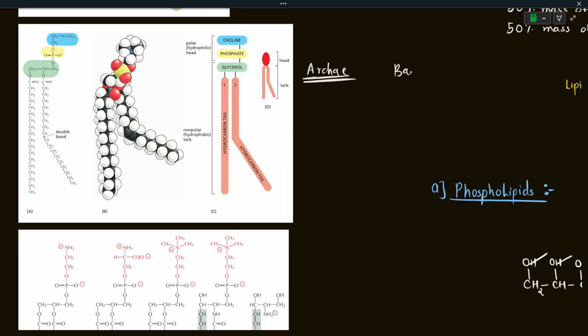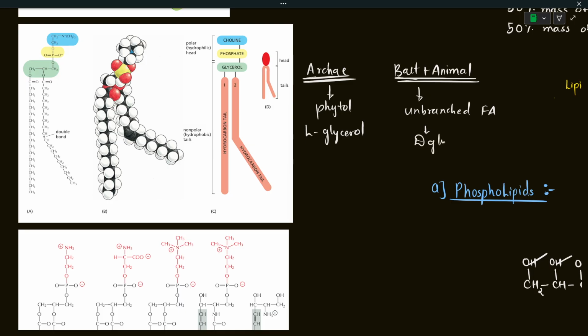Okay, so this is the difference between archaebacteria, bacteria, and animal cells. Okay, so only archaebacteria have phytol tails. We have unbranched fatty acids. They have L-glycerol as backbone. We have D-glycerol as backbone. And they have the ether linkage between glycerol and fatty acids, and we have ester linkage. Okay, so with this, we are done with the composition of plasma membrane.